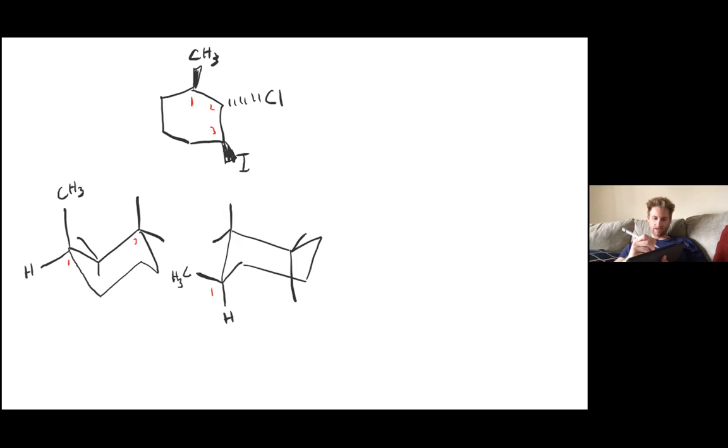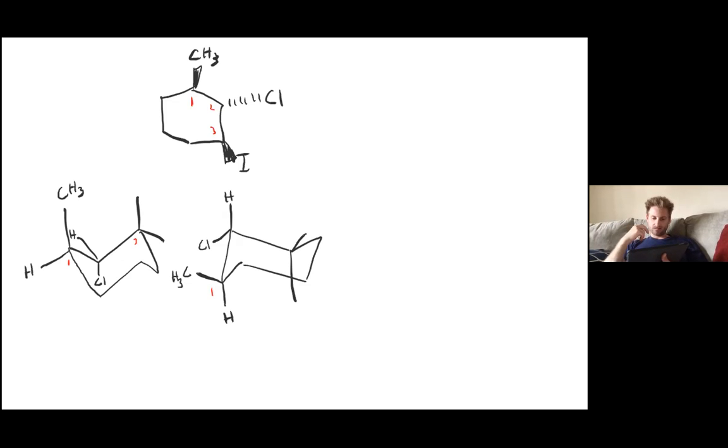Looking at carbon 2, we have a Cl on a wedge, so a Cl that should be going downward. Of our two positions on carbon 2, this one is the one that's going down, putting our H here. Looking at our other chair, this would be down, this would be up.